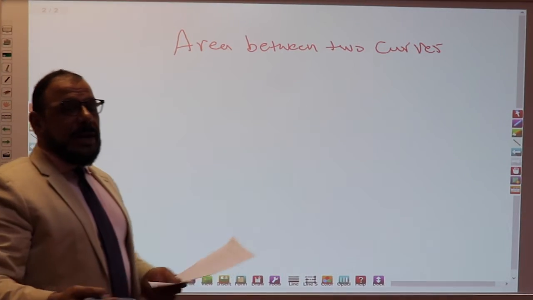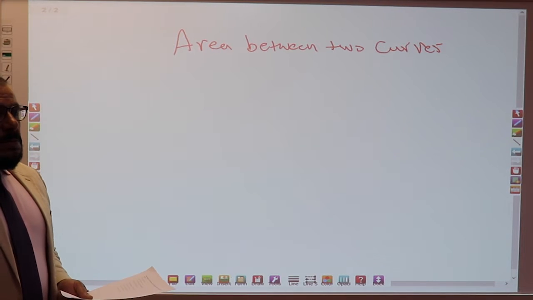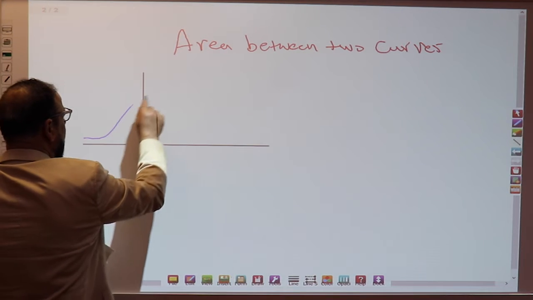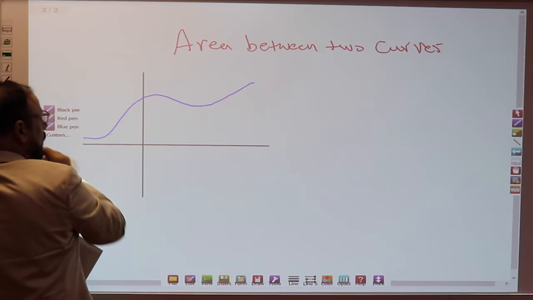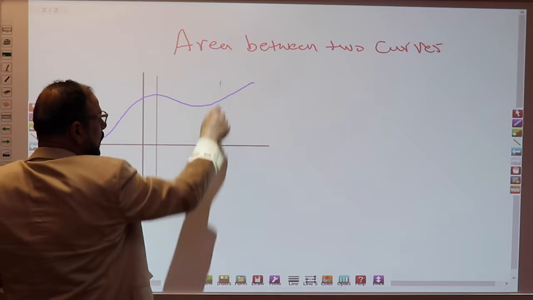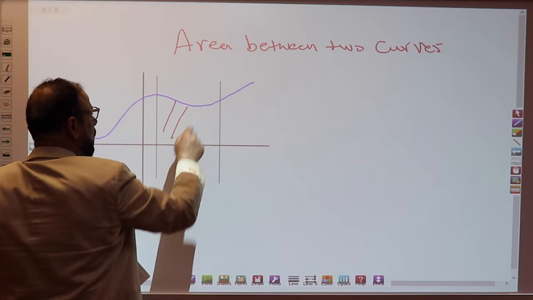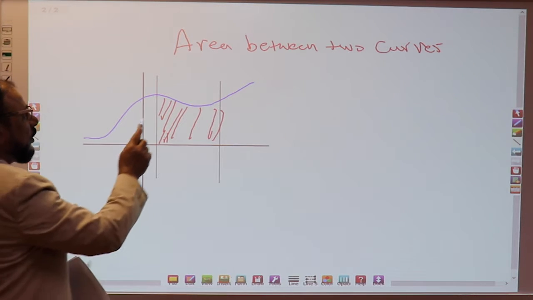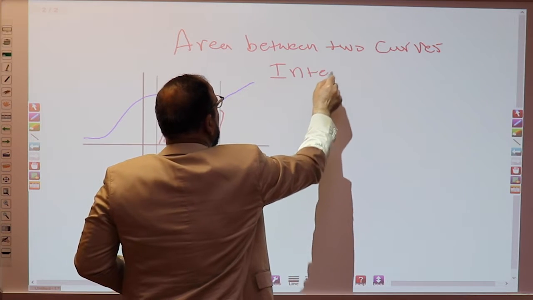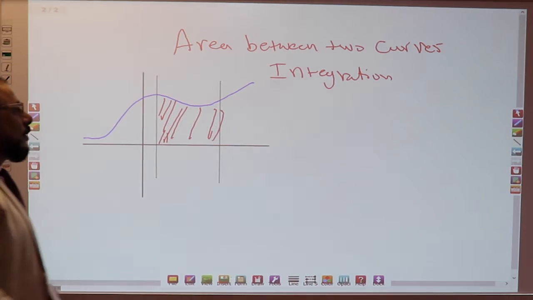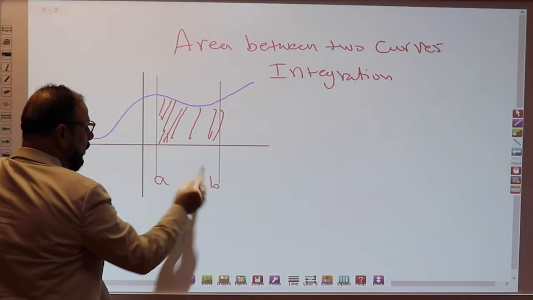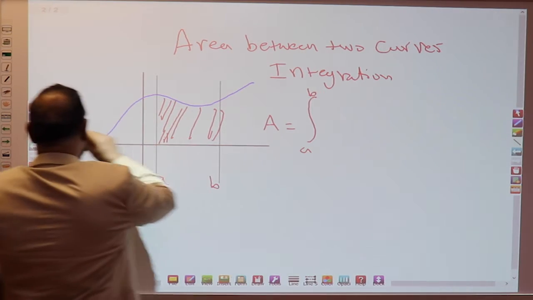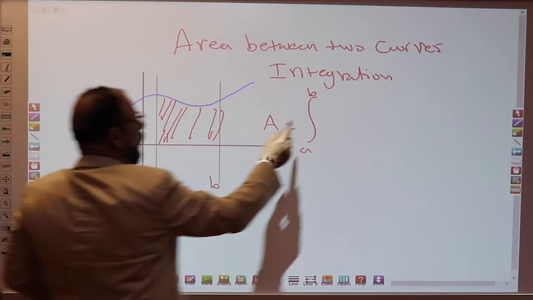Finding regular area is simple and easy. But sometimes when we have to find area like that, for a curve like this, and we need to find the area between these two lines from here to here, we don't have any formula to find this area. Integration will help us to find this area, a to the b. Then area equals integration from a to the b of my function f of x dx.